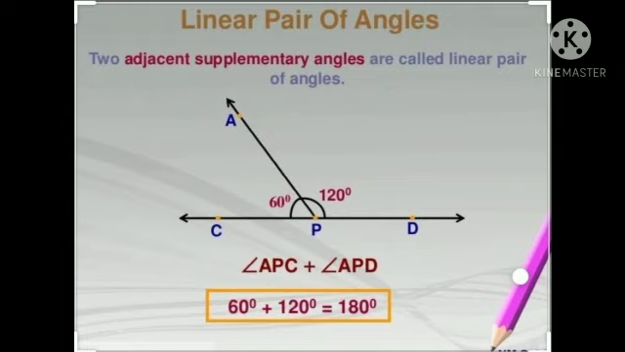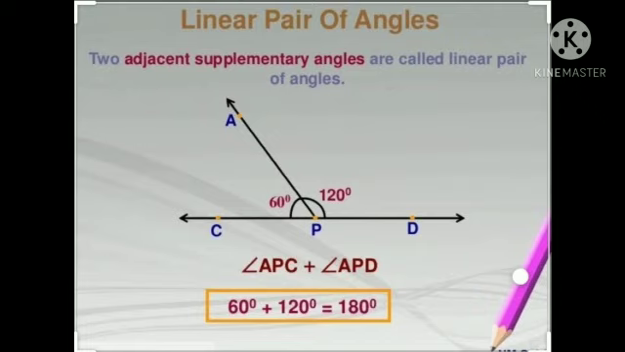Now what is a linear pair of angles? It is also called angles in a linear pair. Angles which have a common arm and whose other arms form a straight line are said to be angles in a linear pair. Understood, students?